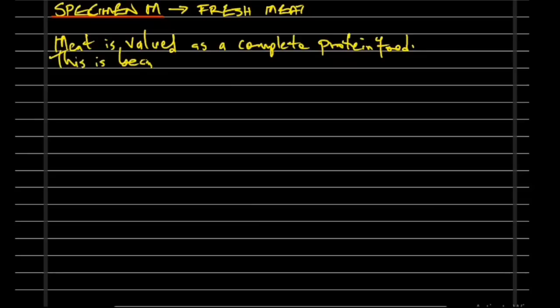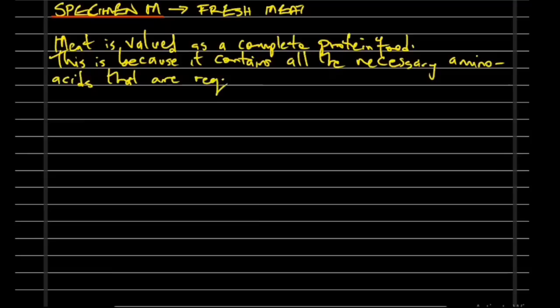This is because it contains all the necessary amino acids that are required for the body's normal functioning. That is one of the reasons why we see meat as a complete protein food. Now, meat is oftentimes gotten from animals, like I made mention of earlier on. We'll still talk about that very soon. So meat is animal tissue, oftentimes the muscle, that is eaten as food.